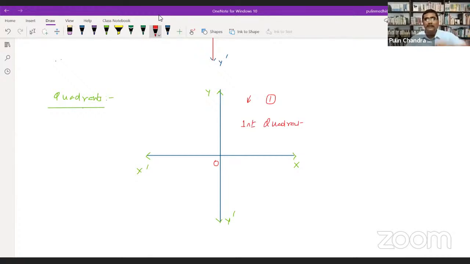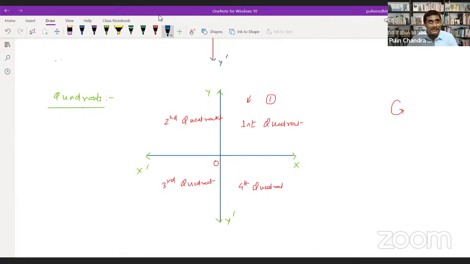Then you have to move in the anti-clockwise direction. Anti-clockwise direction means you go in the direction opposite to a clock. Then you will come to the top left. This is known as the second quadrant. And then you will come down. Then it is the third quadrant. And then this is the fourth quadrant. So you got these quadrants.